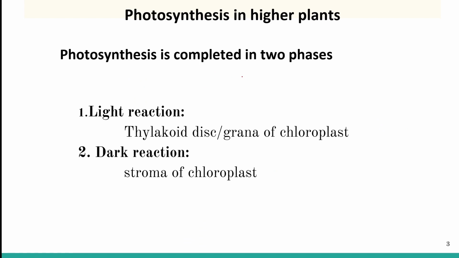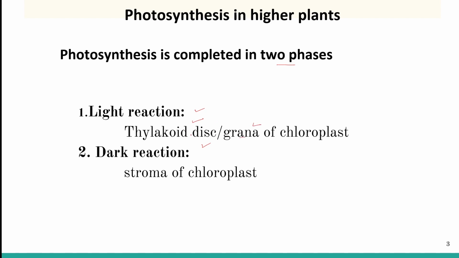Now let's talk about photosynthesis. Photosynthesis is completed in two phases. First one is the light reaction. Second one is the dark reaction. Today we'll be discussing about the light reaction. So as I've already told you, the site of light reaction is thylakoid disc, or you can say the grana of the chloroplast.